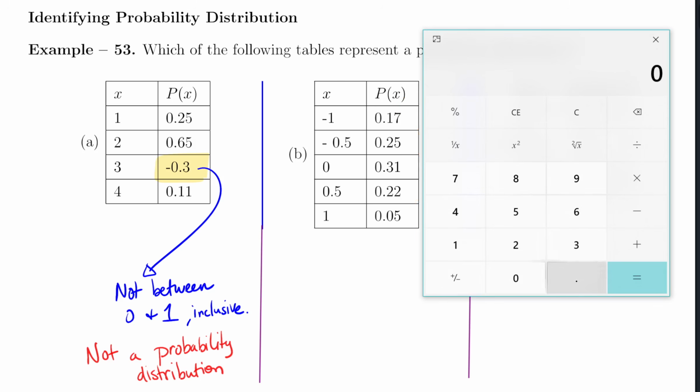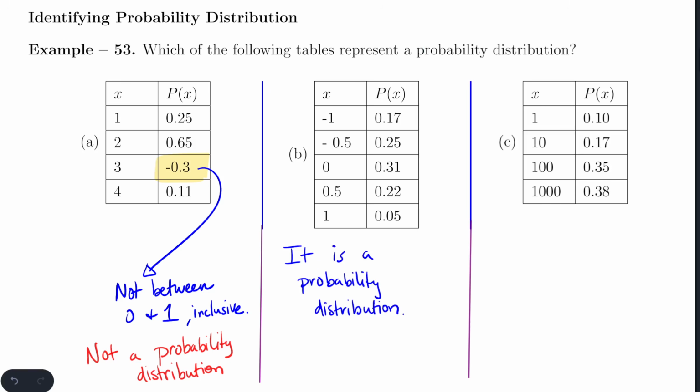So here I'll add all these together, 0.17 plus 0.25 plus 0.31 plus 0.22 plus 0.05. And I added all of them together and I did get 1. Since both the rules check out, B is a probability distribution. Now for the next one, C, I'd ask you to pause the video right now and attempt this one on your own. When you're done, unpause the video and check your work.